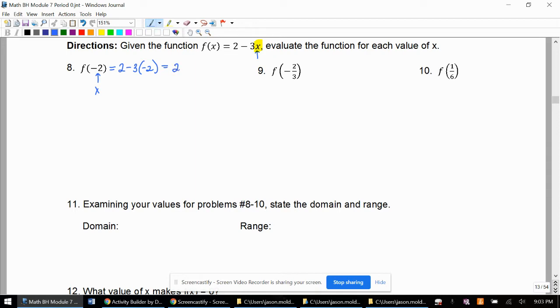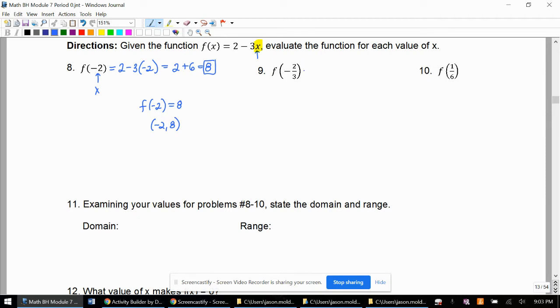And this is 2, negative 3 times negative 2 is 6. 2 plus 6 is 8. So our answer is 8. That's it. So we could say f of negative 2 equals 8. We also know that this is the ordered pair negative 2, 8, because x is negative 2 and y, or f of x, is 8. But for the purpose of the Desmos slide, we can just type in 8.